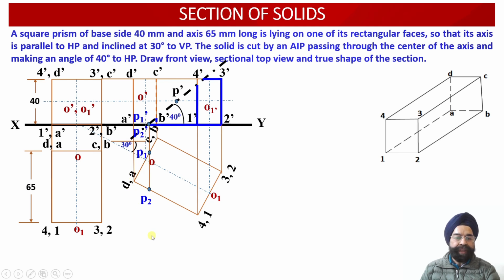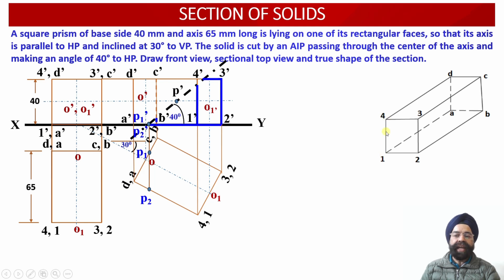So as we move in the clockwise direction, different points we are going to locate. So the first point was on this edge, that is AB. Second point lies on the edge A1. Now the third point of intersection of this cutting plane will be with this vertical edge, that is 4 dash 1 dash. It is this edge 4 1 over here.